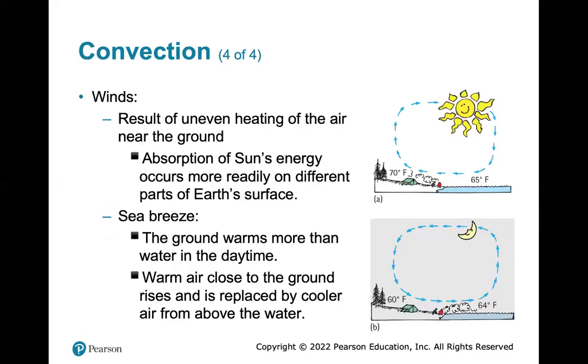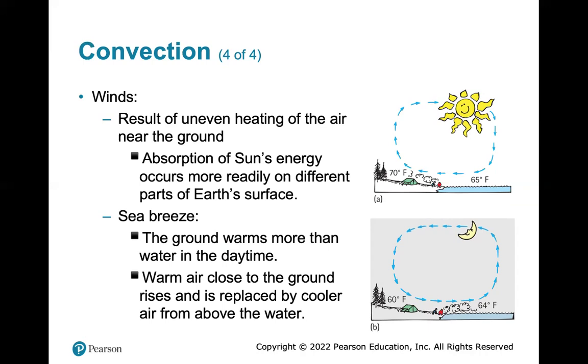Okay, winds. Winds are the result of uneven heating of the air near the ground. The absorption of the sun's energy occurs more readily on different parts of Earth's surface. We discussed in the last chapter how the specific heat capacity is lower for land than for water. So water takes a lot of energy to heat it up. Land not so much. So the land's going to be hotter during the day, and the water will be cooler. Now, the opposite will be true at nighttime.